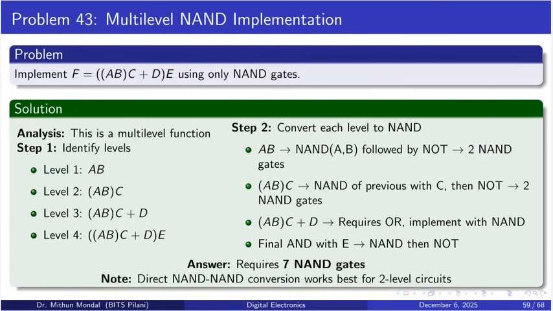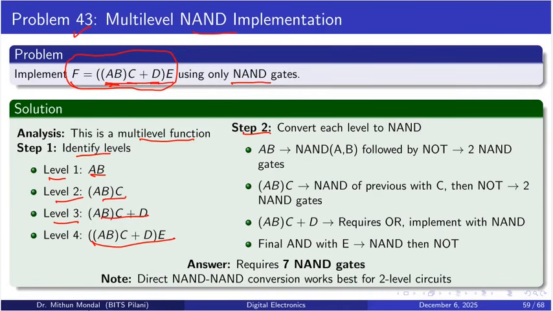If you have a multi-level NAND implementation, for problem number 43, if you see this function, there are multiple groupings of the variables, and the variables are A, B, C, D and E. You have to implement it using NAND gates. So this is a multi-level function, so you first identify the levels. Level 1 is AB, level 2 is the multiplication of A, B and C. Level 3, if you go deeper, you get A, B, C and D, and then level 4 you get up to E.